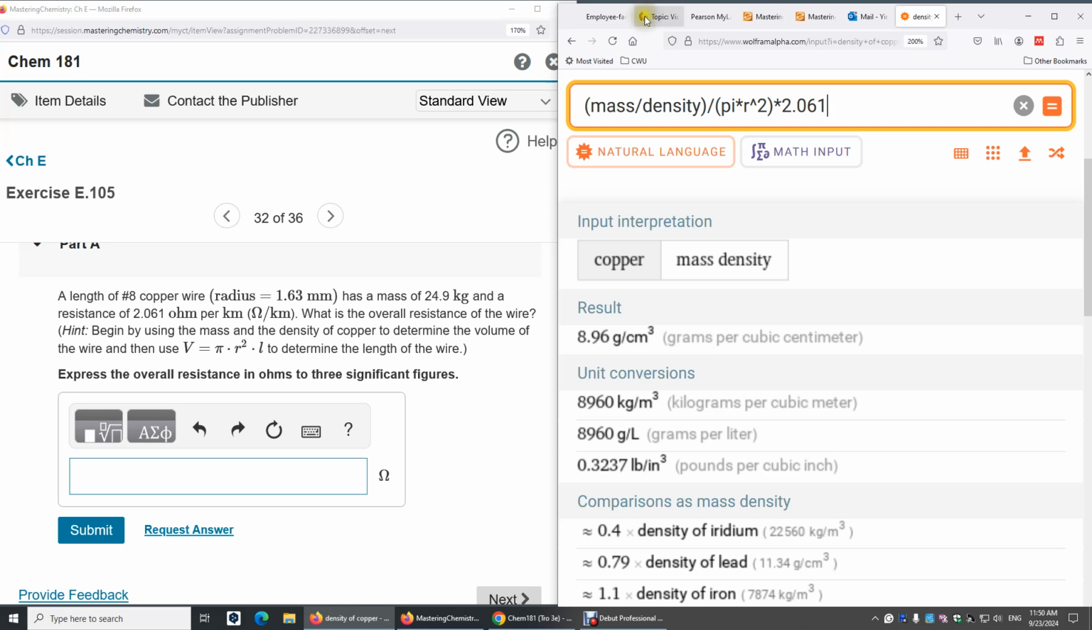First, the mass over density. The density over here is 8.96 gram per cubic centimeter. So we need to make sure this is gram per cubic centimeter, and this is gram, so I'll just convert this kilogram to gram. So the mass is 24900 grams. Now we have the volume of this copper wire in cubic centimeters.